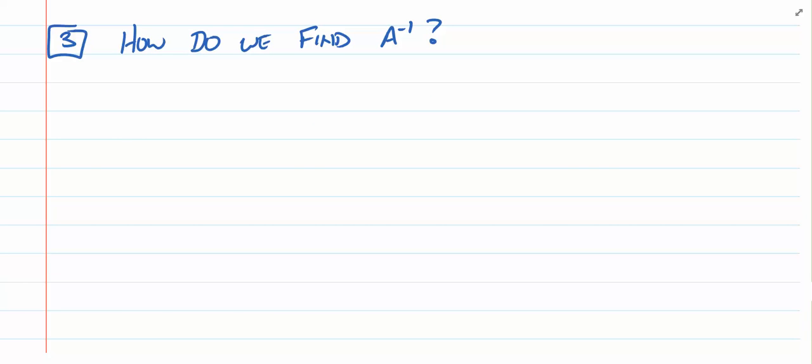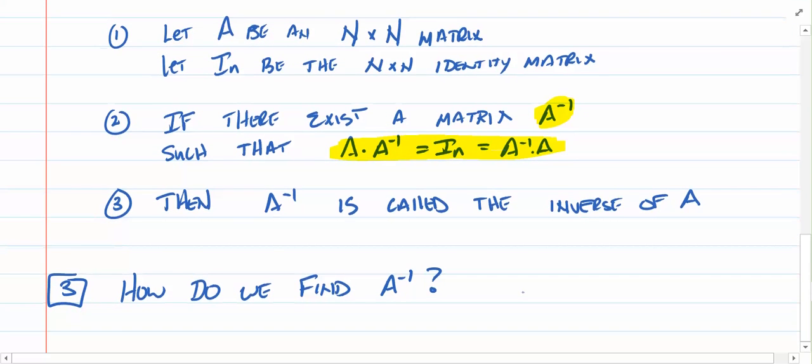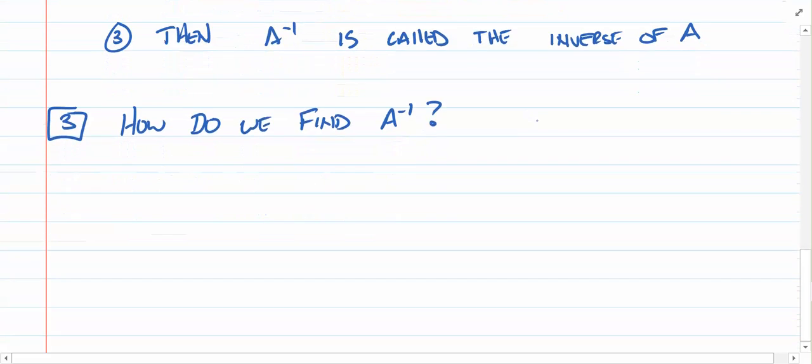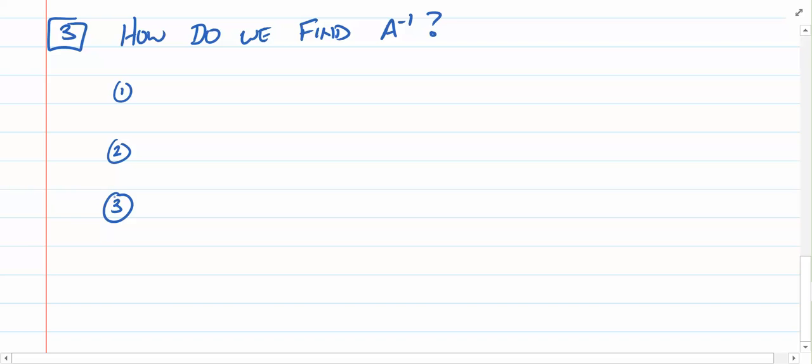So now that we kind of talked about the 3 conditions of what an inverse actually is, namely A times A inverse is identity, the question becomes then, how do you find it? So there's 3 parts to consider for this one too. This lesson has a bunch of 3 parts. Before we can talk about how we find it, we've got to talk about the specifics. So first one here says this.